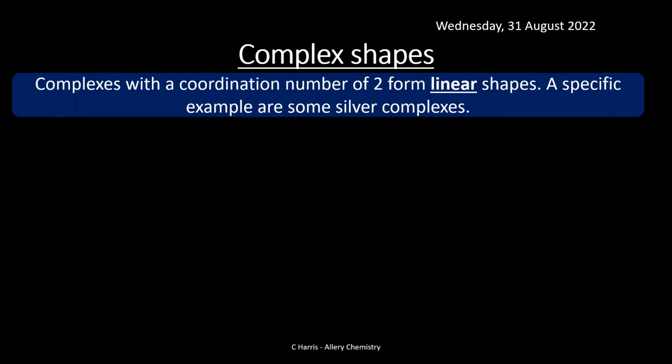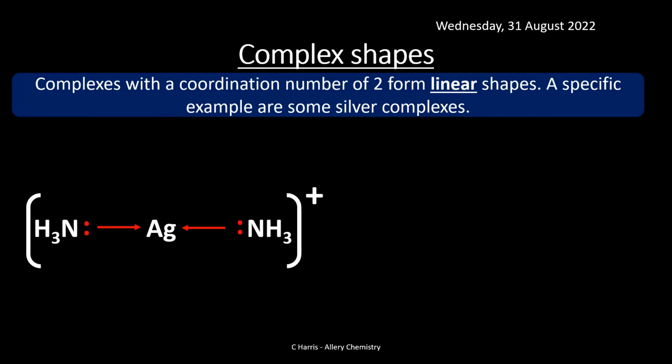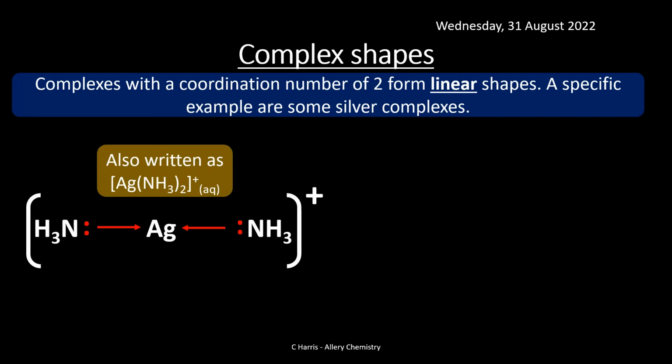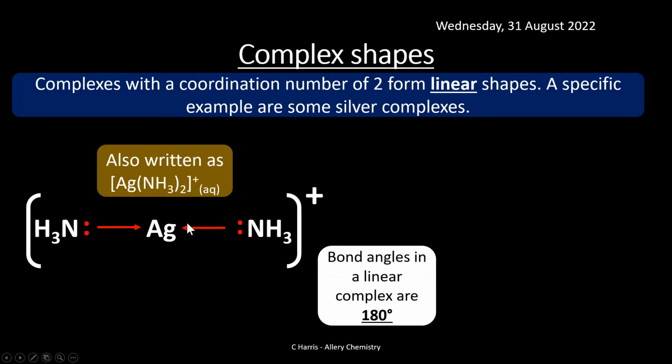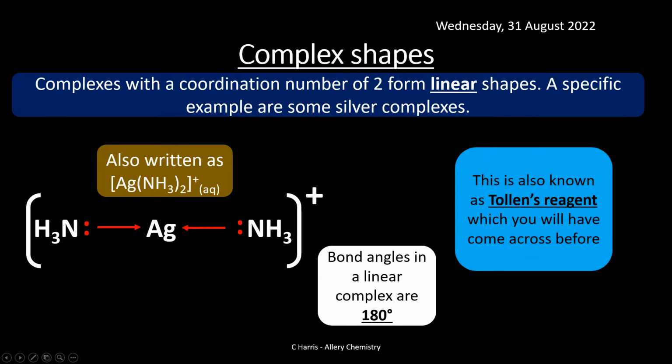Okay, so complexes with a coordination number of 2 form linear shapes, and a specific example are some silver complexes. So here's a classic example here. This is silver with 2 ammonia ligands surrounding it. So Ag(NH3)2+. Again, this is just a specific example you do need to be aware of. Okay, bond angles in linear compounds are 180 degrees. Obviously, that's between them points there. And this is known as Tollens' reagent, and you've seen this before. So Ag(NH3)2+.